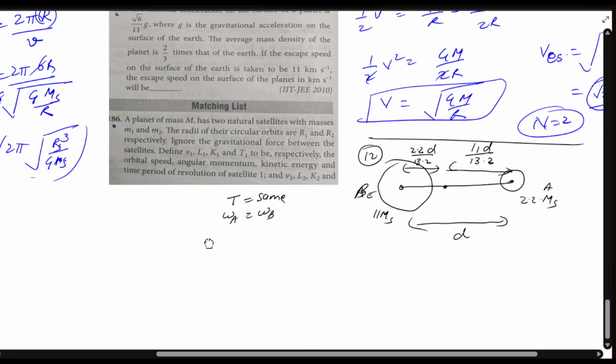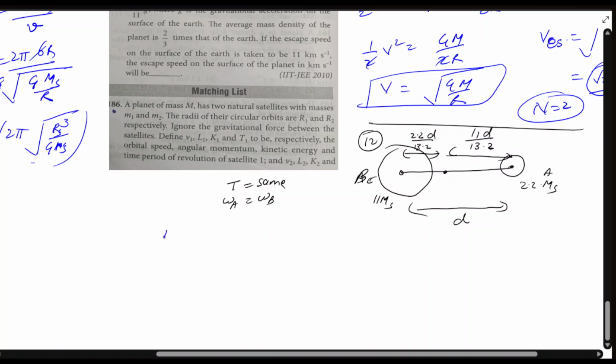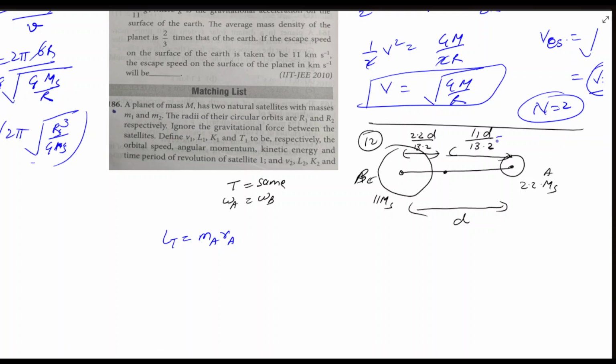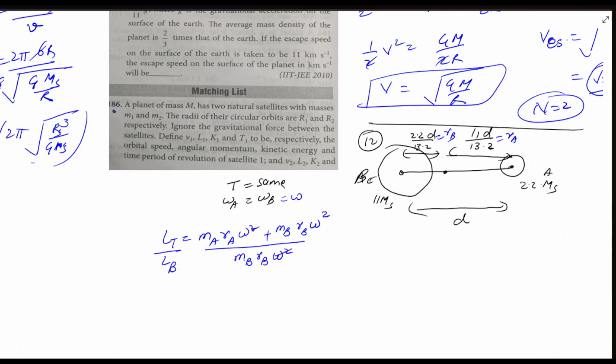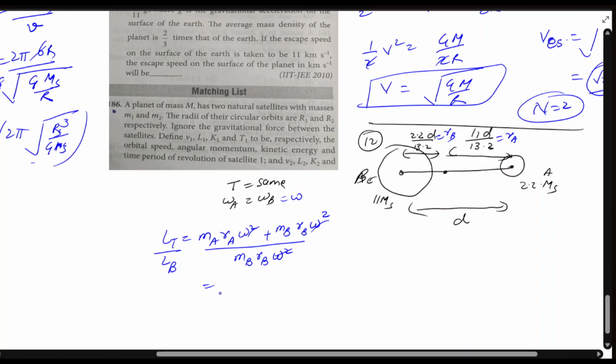So let's write the total angular momentum of the system. So total angular momentum will be Ma Ra omega square plus Mb Rb omega square. Omega is the same, so I'm just considering it as omega, and we have to divide it by the angular momentum of B, so it will be Mb Rb omega square. So omega square will get cancelled. So let's put those values.